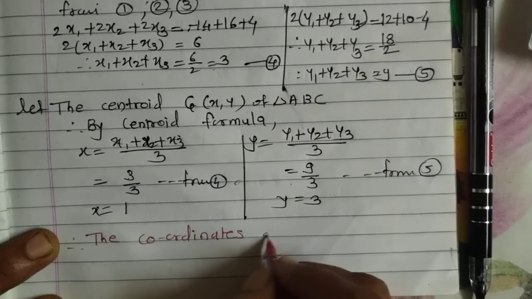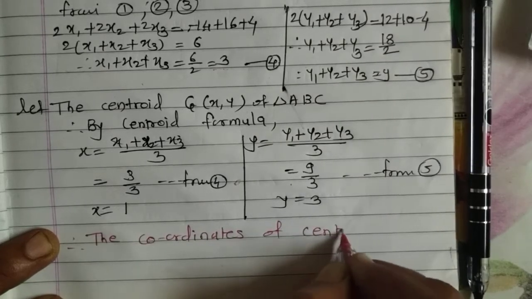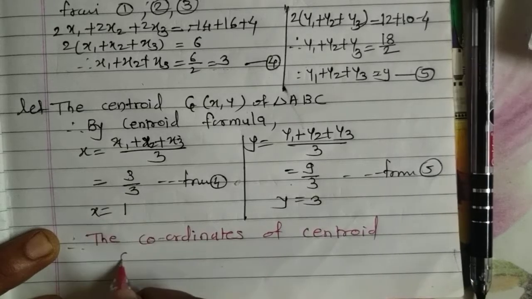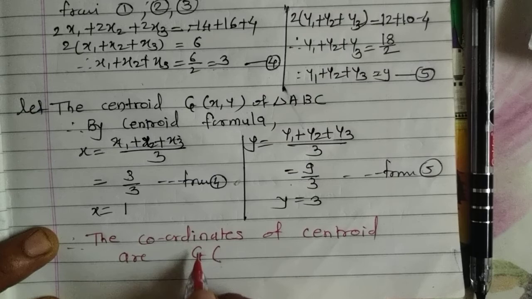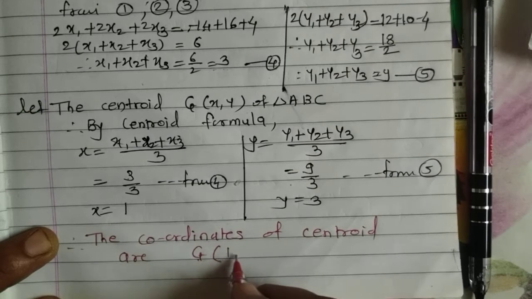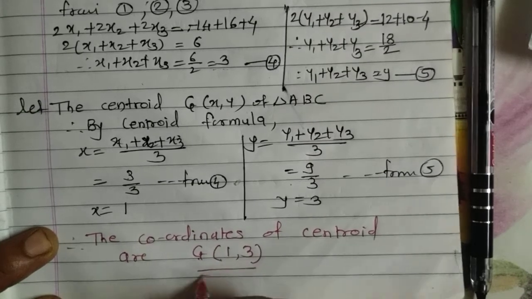Therefore, the coordinates of the centroid, which is always denoted by the letter G, are (1, 3).